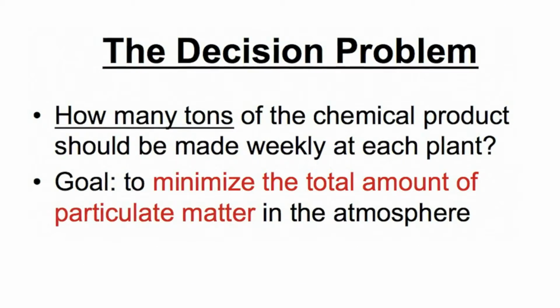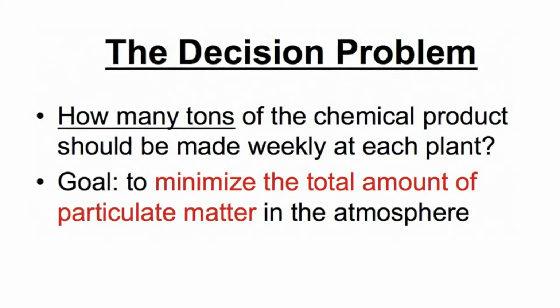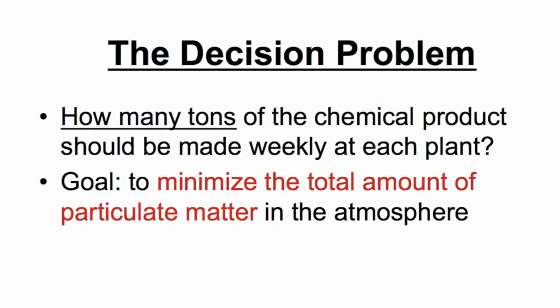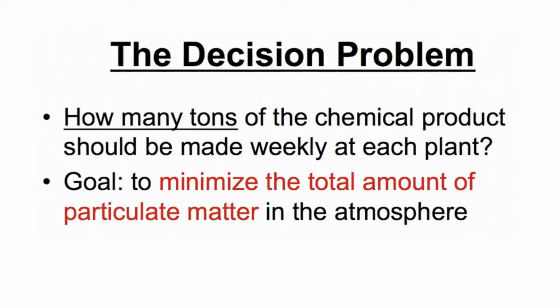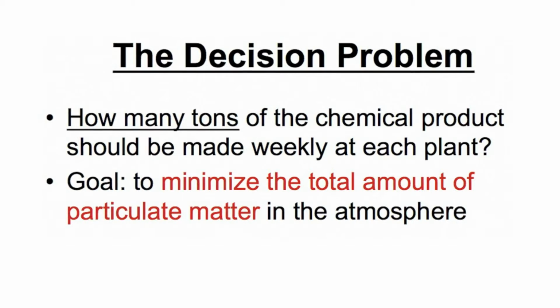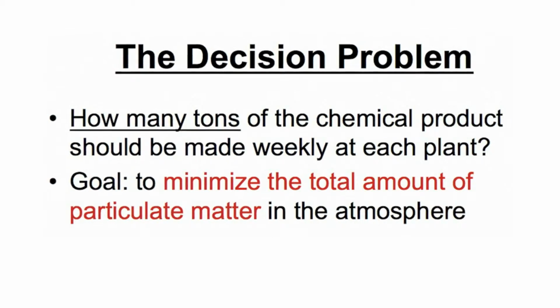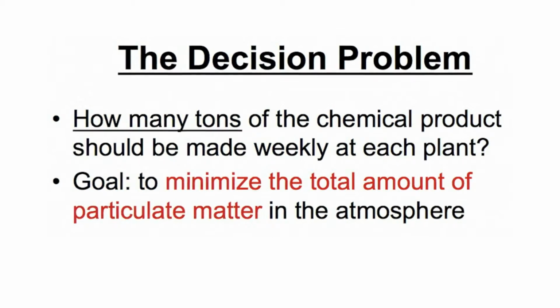The decision problem: how many tons of the chemical product should be made weekly at each plant? The goal? To maximize the total amount of particulate matter in the atmosphere.